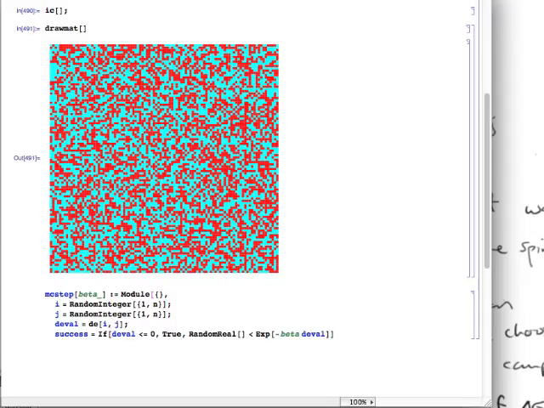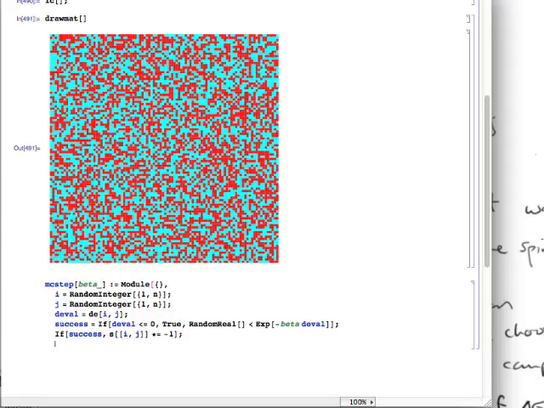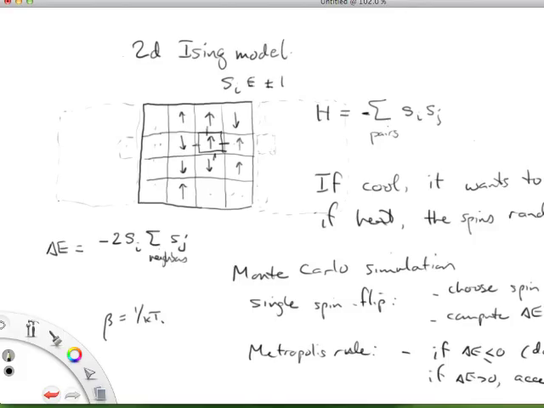So that's how you choose your success value, and then if you succeeded, you go ahead and flip the spin, which we can just do by multiplying it by -1. And that's a Monte Carlo step.